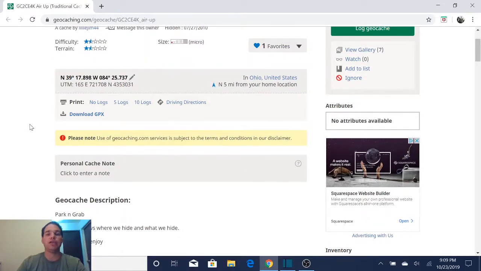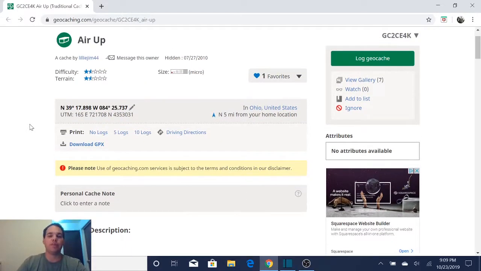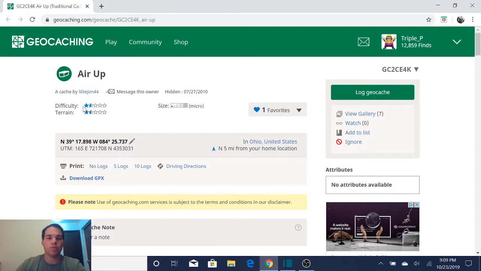Alright guys, let's dive into traditional caches. Here we go, let's check one out together. Traditional cache is at the posted coordinates. I think the biggest thing to know is to look at the difficulty and terrain combination at the top of the page. If it's a 1.5, 1.5, it should be fairly easy. If it's like a 4 or higher, it's going to be pretty challenging.